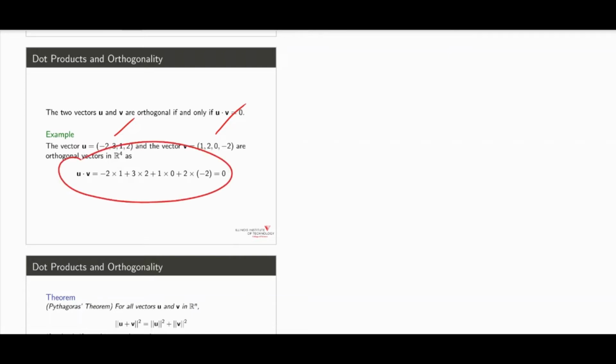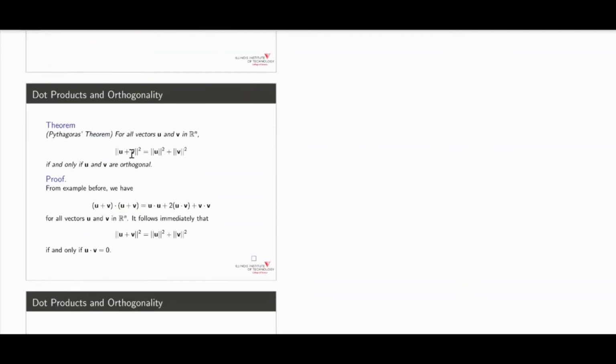And if the dot product turns out to be 0, then we know the two vectors are orthogonal in higher dimensional space. I can't really imagine what R4 is, but they are orthogonal, okay? So that's that. And using the dot product, we can also have a higher dimensions Pythagoras theorem, right?